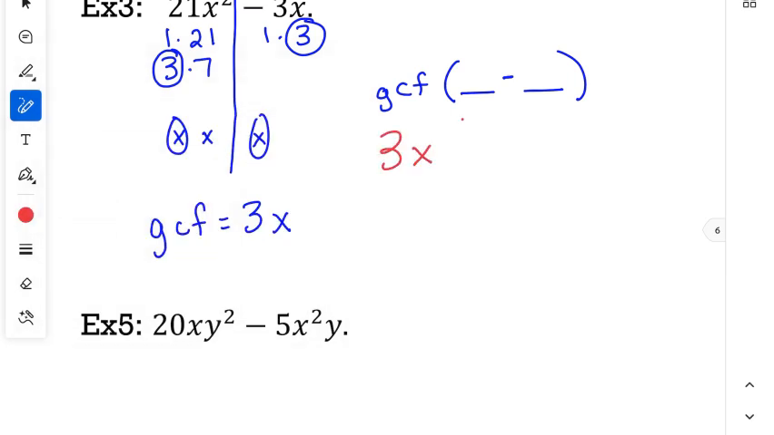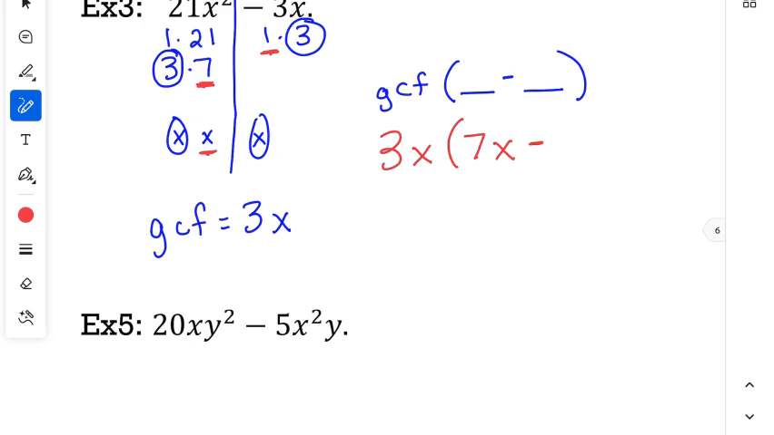So my GCF is 3x. And then I look at, well, what do I have to multiply 3 by to get that 21? 7. So I'm going to underline it in my list and underline the remaining x in my list. And that's what goes in that spot. And carry down the minus.